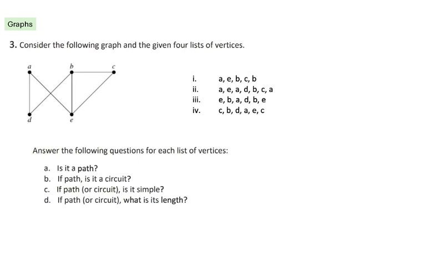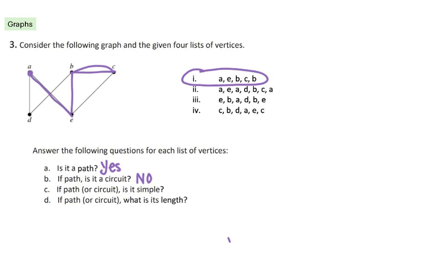Okay, this question has many parts, so we'll do one part at a time. Where they're saying, look at this connection. Start at A, go to E, go to B, go to C, and then go back to B. Is it a path? Yes. Is it a circuit? No. A circuit is when you start and end at the same vertex, so no.